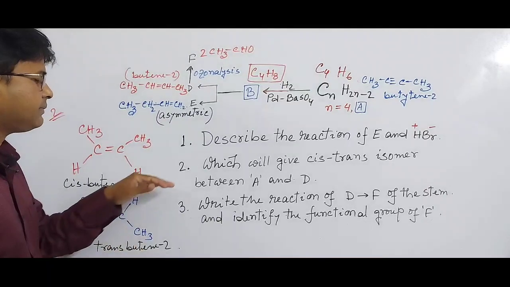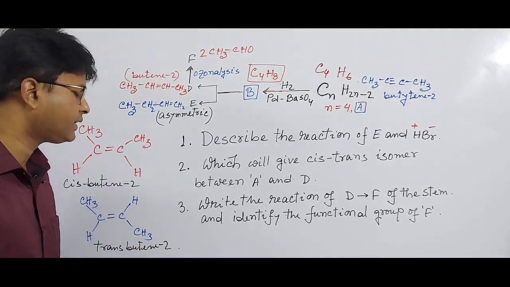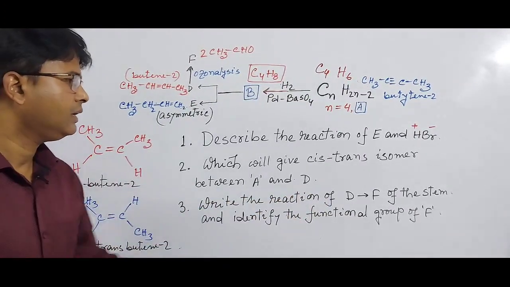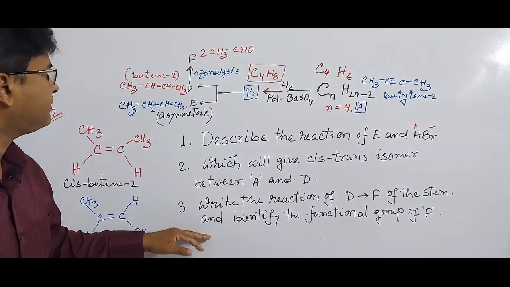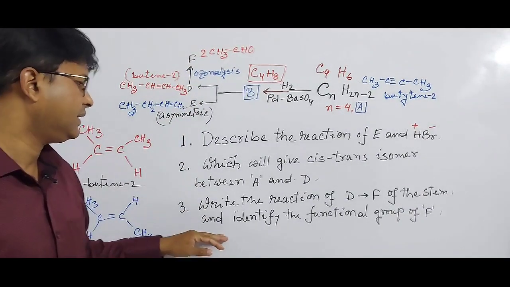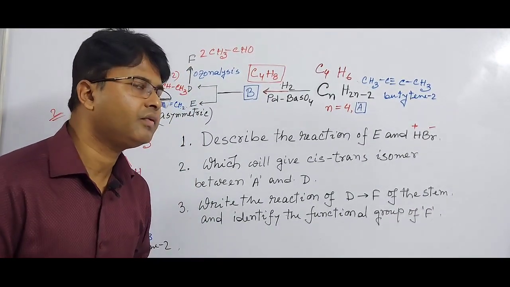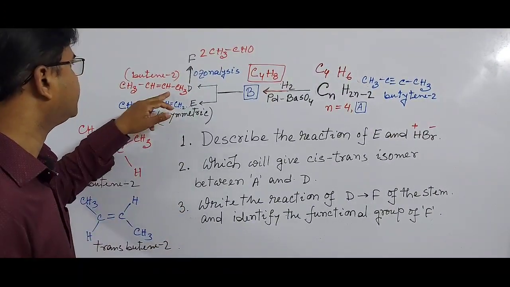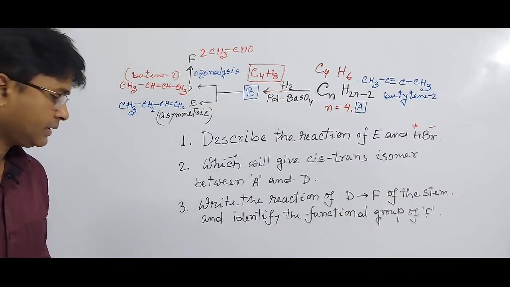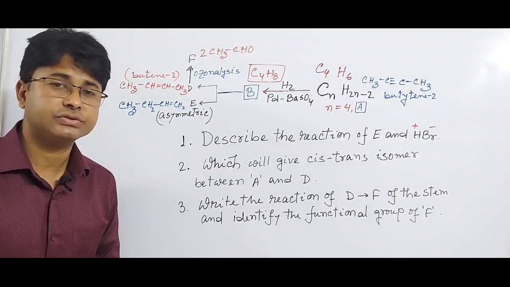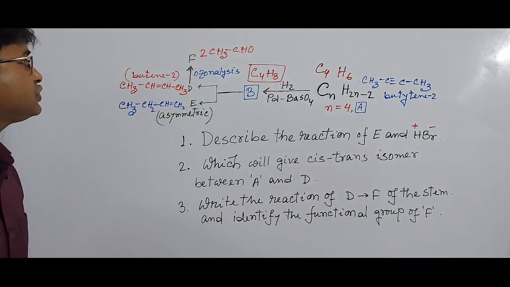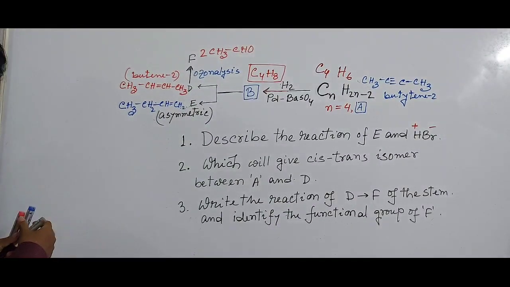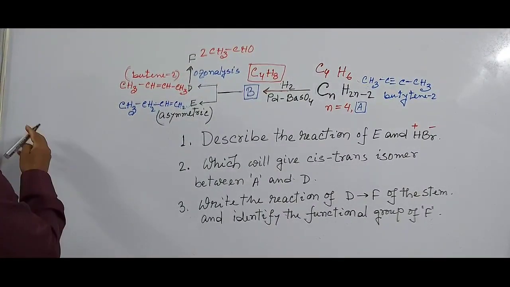So students, question number 2 is over, and now number 3: write the reaction of D to F of the system, and identify the functional group of F. Students, already I have told you compound D is butene 2 and compound F is ethanal. Now I would like to show you the reaction.